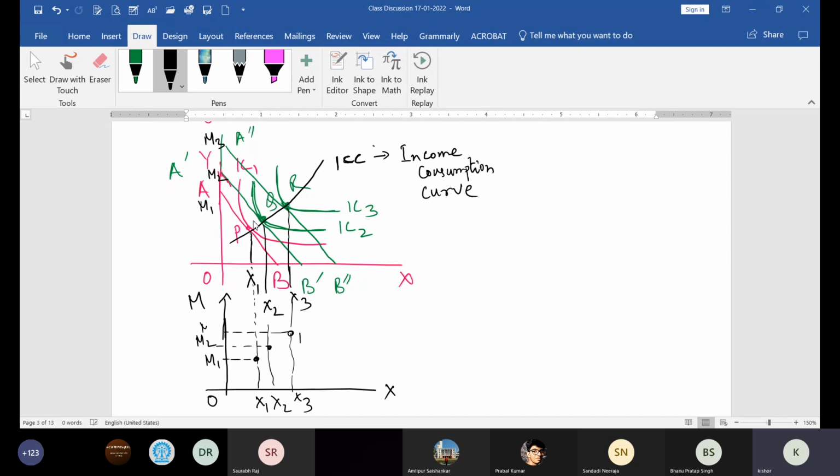Corresponding here is M3. When it is at M3, you are purchasing X3 quantity, the equilibrium quantity. So they identify income on the Y-axis, and on the X-axis the equilibrium quantity you are purchasing, and they are joining those points. Ultimately, they get a similar kind of curve, but this curve shows only the relationship between income and the equilibrium quantity of a commodity. This is called the Engel curve.